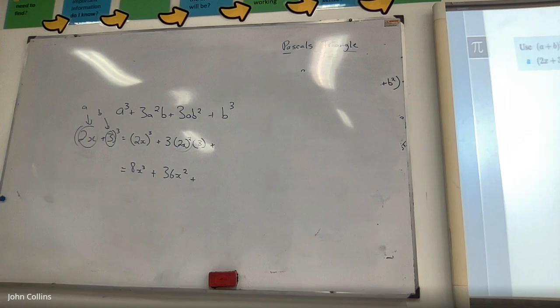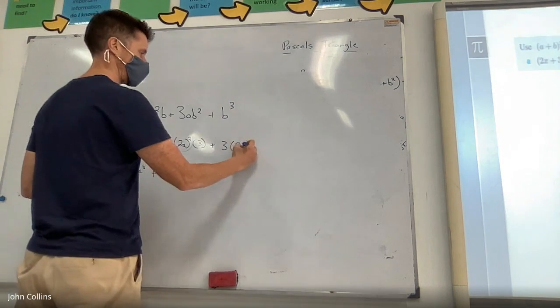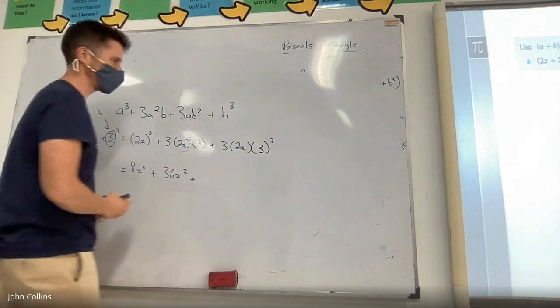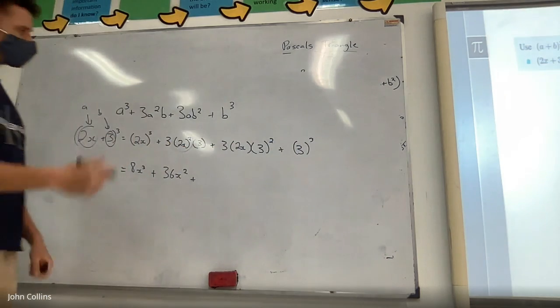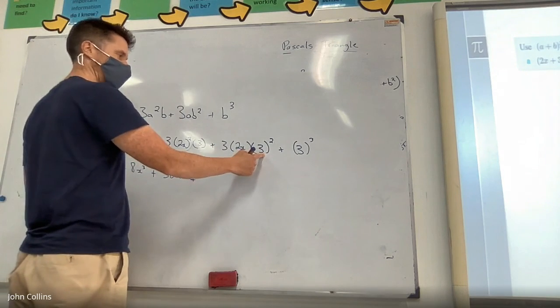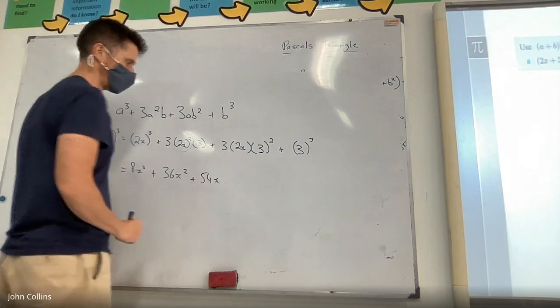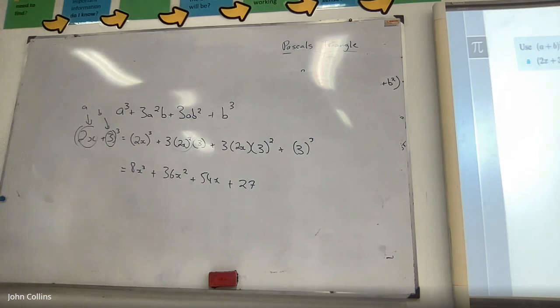So this would be 2x to the power of 1, not nothing. And it's going to be 3 squared here. That's the next one. And the last one is just going to be 3 cubed instead of b cubed. So the next term, do this first. 3 squared, 9. 9 times 2, 18. 18 times 3, 54. 54 x's. Last term, 3 cubed, 27.